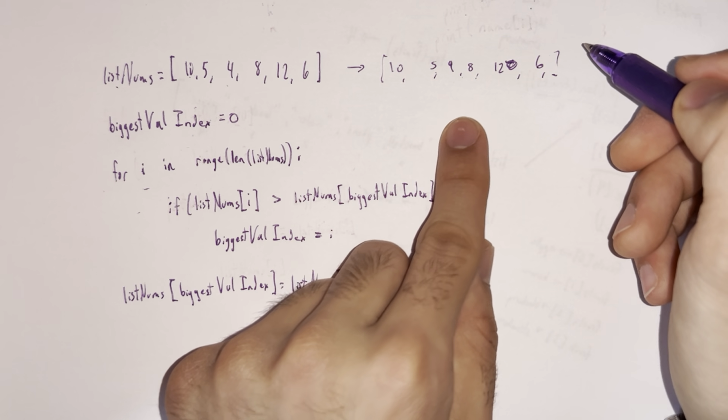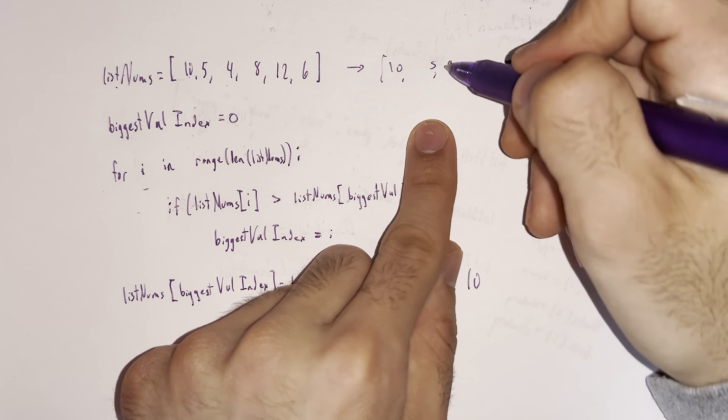So 10, 5, 4, 8, 120, 6, right? My handwriting is not it today. So that's the goal of this code.